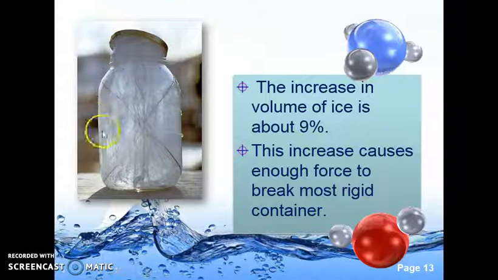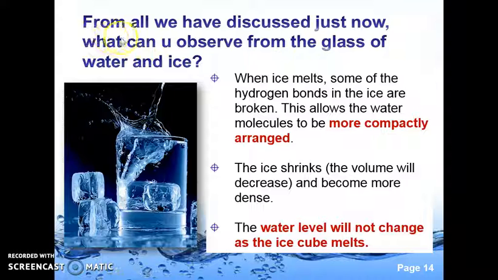So this is what we have discussed just now. If we place the water in the glass jar and freeze it, it will break. So from all we have discussed, what can you observe from the glass of water and ice? If we have a glass of water and ice, when ice melts, some of the hydrogen bonds in the ice are broken. This allows the water molecules to be more compactly arranged. The ice shrinks, the volume decreases and it becomes more dense. The water level will not change as the ice cube melts.